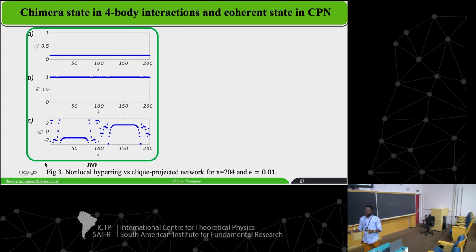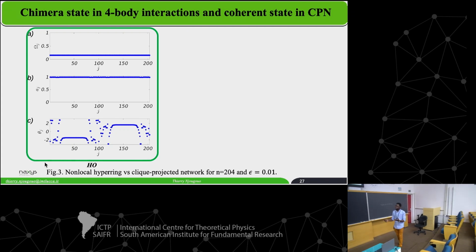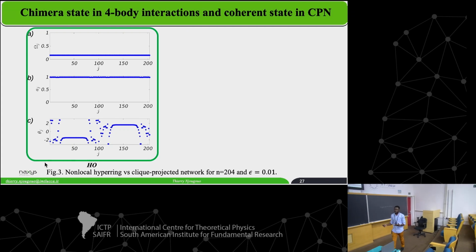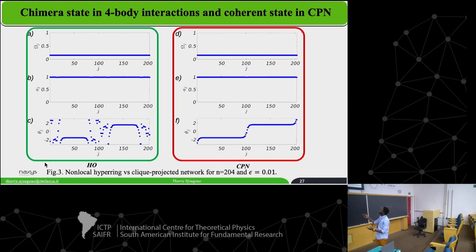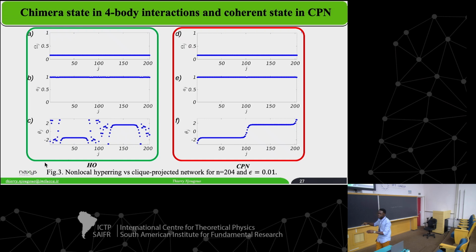But the only thing that is modified here is just the phase. So this is a phase chimera. We do the same thing with the clique, or the pairwise interaction. We obtain something that we could not call a chimera state. This is just a coherent state. It's not a synchronized state, but a coherent state.